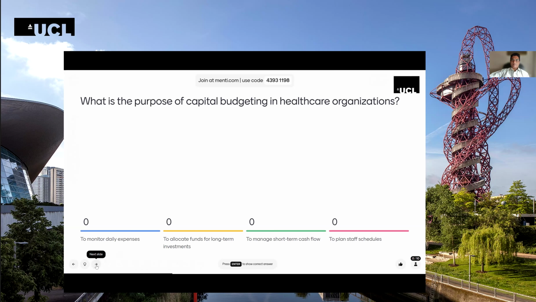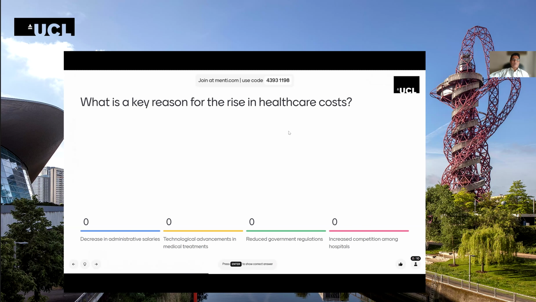Okay, let me skip this one. What is the key reason for the rise in healthcare costs? You must answer this one. It's very obvious, this question, the answer.